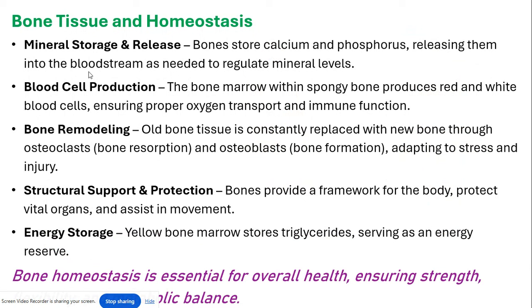Old bone tissue is constantly replaced with new bone through osteoclasts and osteoblasts. Osteoclasts are bone cells for bone resorption, and osteoblasts are for bone formation, yeah? Osteoblasts build bones, whereas osteoclasts reabsorb them. Adapting to stress and injury. Structural support and protection: bones provide a framework for the body, protect vital organs, and assist in movement. Energy storage: yellow bone marrow stores triglycerides, serving as an energy reserve. Bone homeostasis is essential for overall health, ensuring strength, flexibility, and metabolic balance.